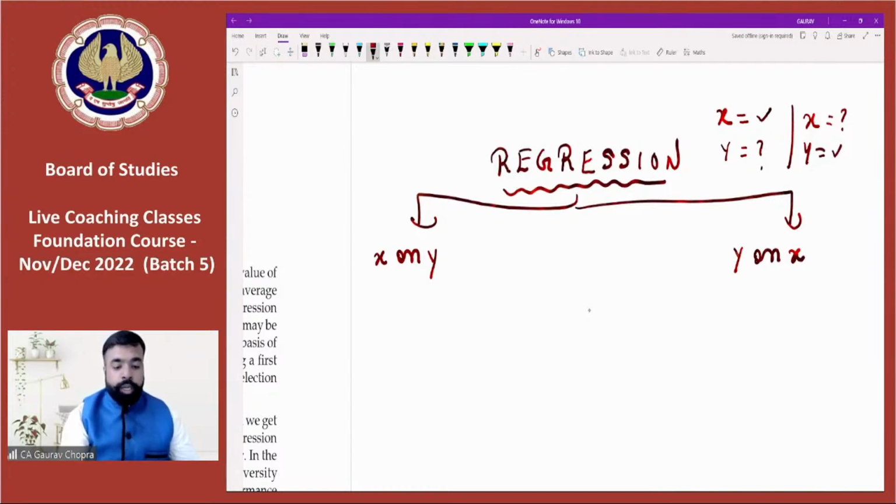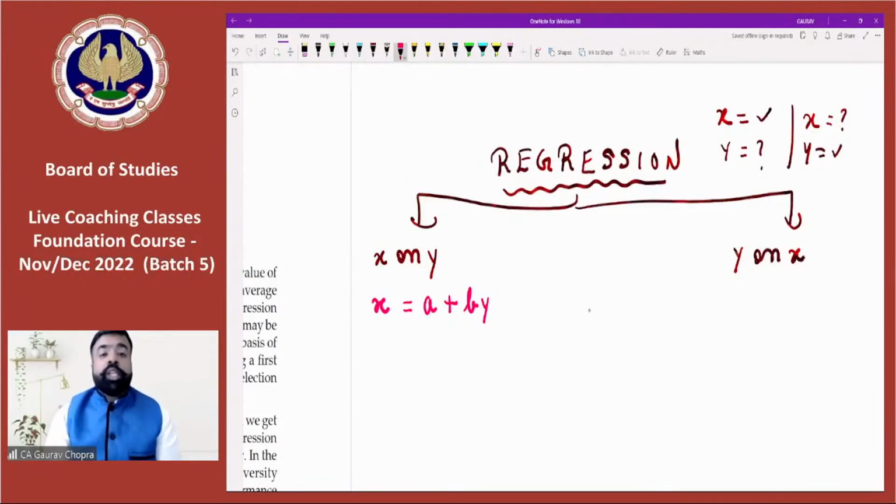So welcome everyone. Now, first of all, let us write the equation. The equation x on y looks like x is equal to a plus by. This is equation x on y. Whereas equation y on x is y is equal to a plus bx. This is equation y on x.